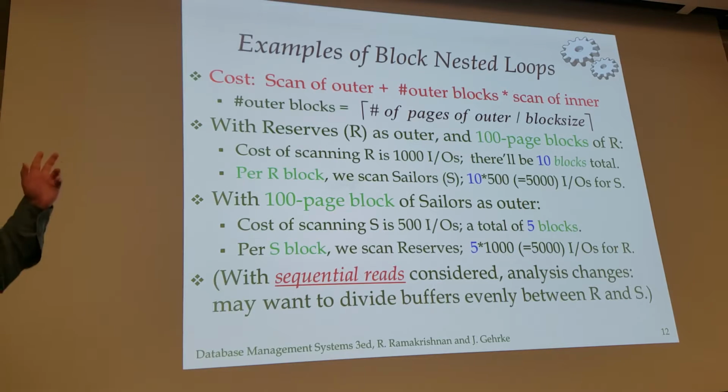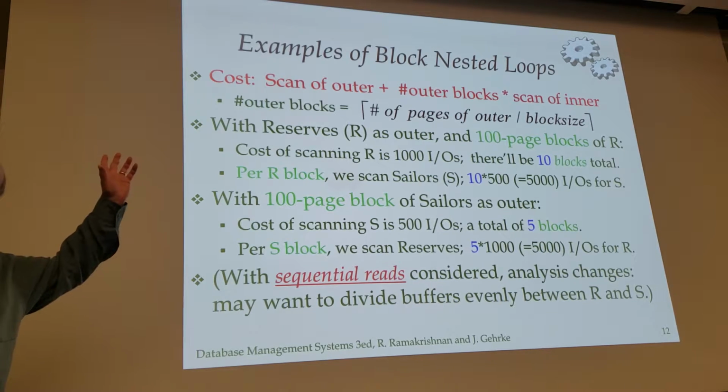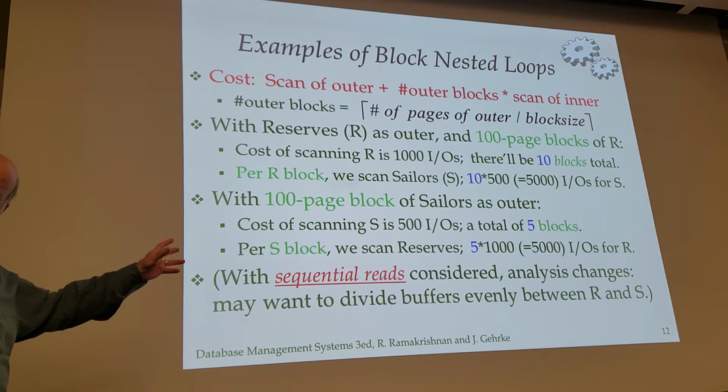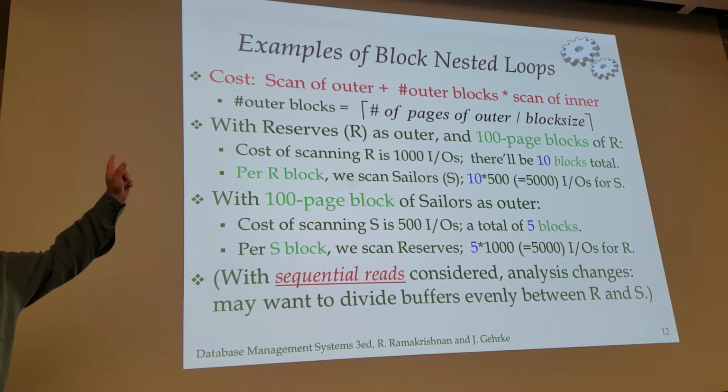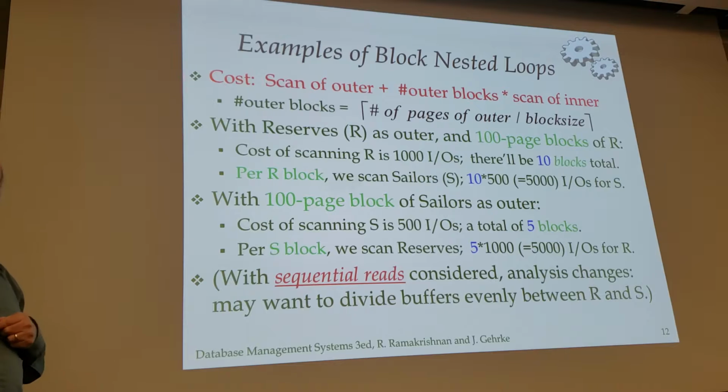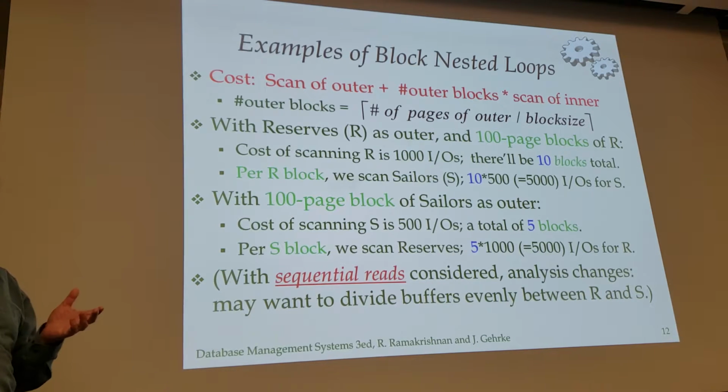So basically, you're going to have to go through R. Remember, you read the first B minus 2 blocks of R. Then you read the next B minus 2 blocks of R. So you only have to touch each block of R exactly once, per your question, right? Even though you're doing it in B minus 2 block groups. And then take the number of groups that you have, which is basically pages of R divided by B minus 2.